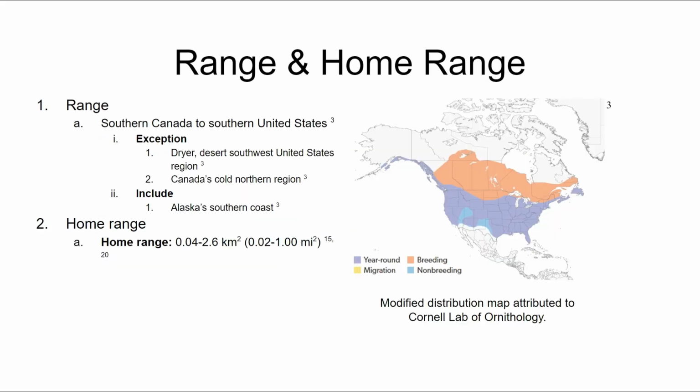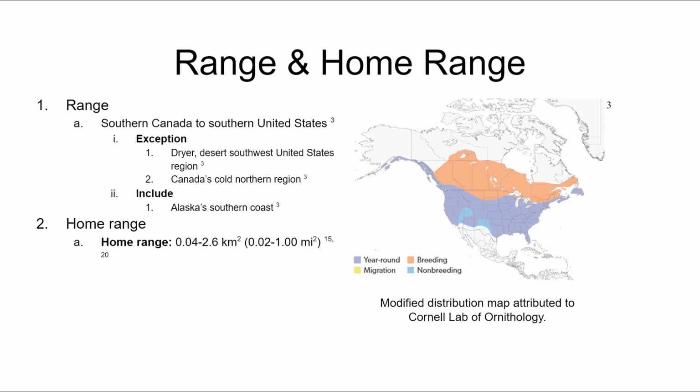Next. How wide is the American crow's range? The crow's range covers southern Canada, most of the lower 48 states in the USA, and partially along the state of Alaska's southern coast. You won't find this avian in the drier desert region in the southwestern United States or Canada's cold northern region.